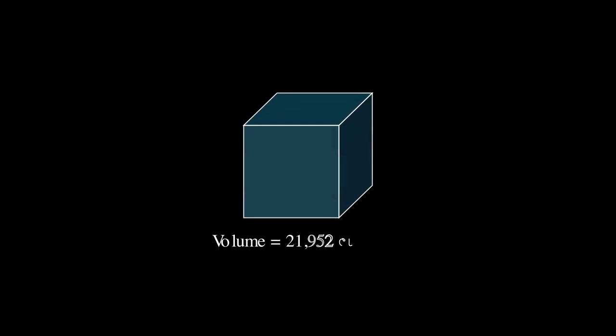A cube-shaped storage crate has a volume of 21,952 cubic centimeters. Find the edge length, and then find the total surface area of all 6 faces of the crate. First, we need to find the edge length by finding the number that multiplied by itself twice more gives 21,952. Then, once we know the edge, we can work out the surface area from it.